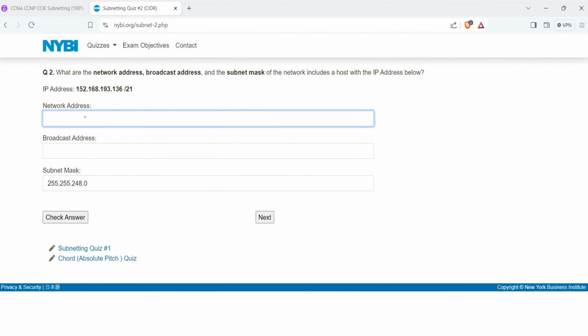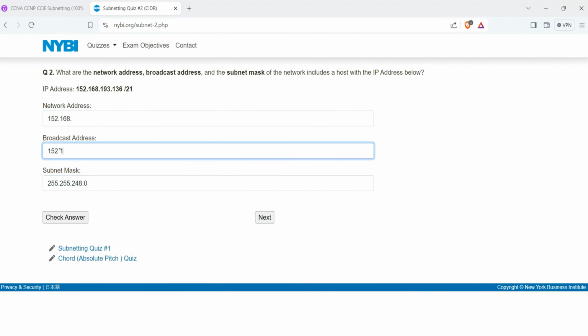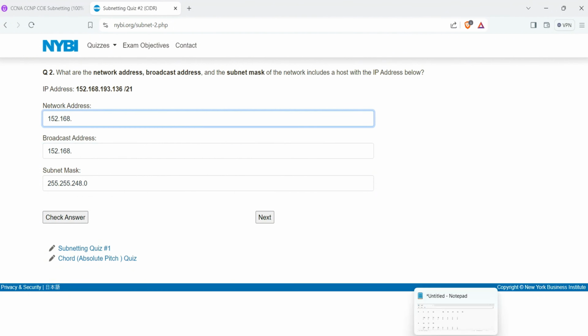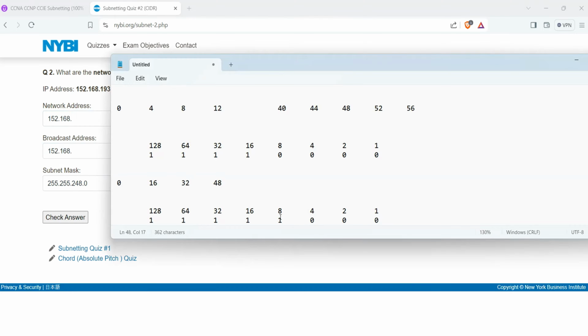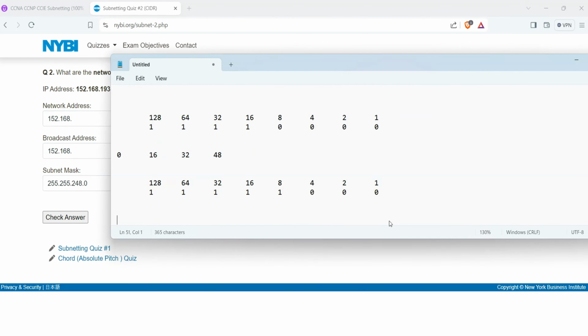Okay, so which numbers don't change? 152, 168, right? Doesn't change. 152.168 doesn't change over here. Where's 193? 193 is where? Well, the value of the last bit that I borrowed is an 8. In other words, 8 times 20 is going to reach 160 eventually. Then 168. Then 176. An 8 is 184. Then 192, right? And I'm jumping by 8, so it's going to be 200.